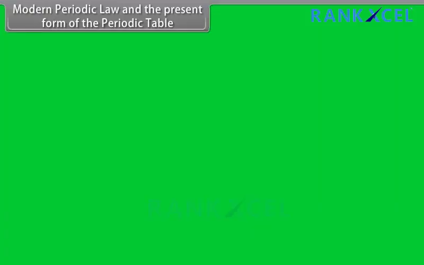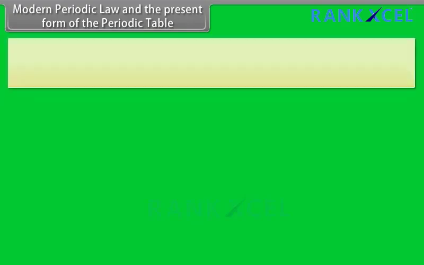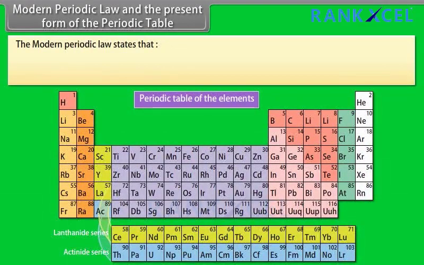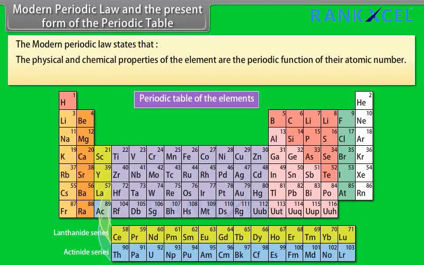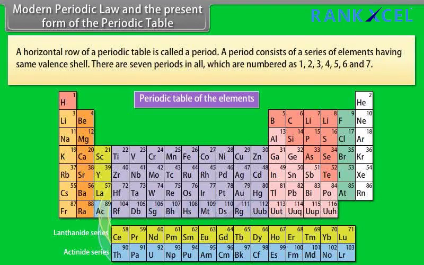Modern periodic law and the present form of the periodic table. The modern periodic law states that the physical and chemical properties of the elements are the periodic function of their atomic number. The present form of the periodic table is the long form. A horizontal row of the periodic table is called a period. A period consists of a series of elements having the same valence shell.